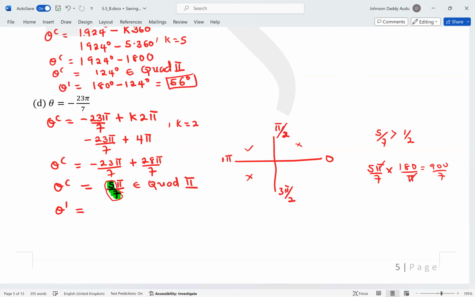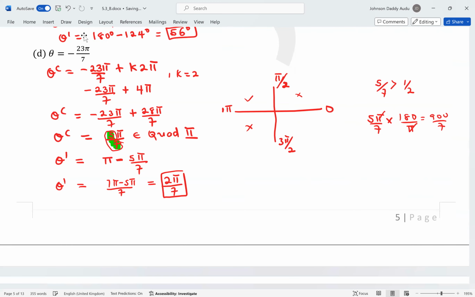So this theta prime is still going to be in quadrant number 2, we use pi minus theta, but what is our theta now? We're going to use this one, right? So it means that theta prime is just going to be 7 pi minus 5 pi, all over 7, which is just 2 pi over 7. So this is the reference angle. Okay.